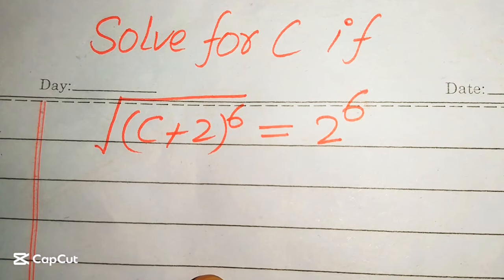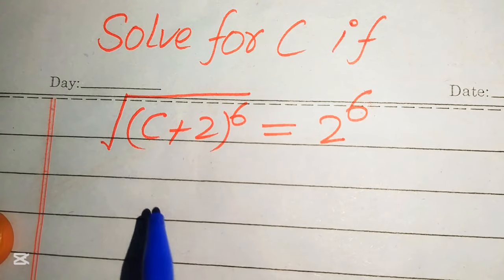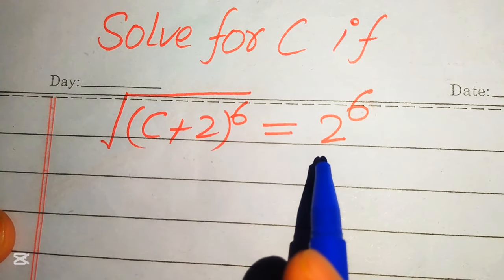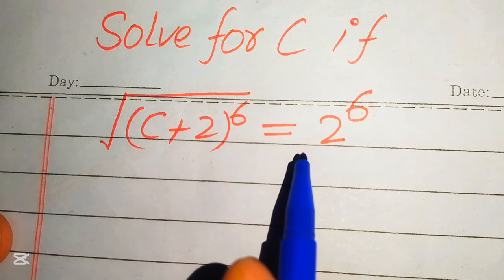Hello everyone, today I want to show you how to solve this problem for the values of c, if we have the square root of (c plus 2) to the power of 6 equals 2 to the power of 6, and we solve this problem for all the values of c.